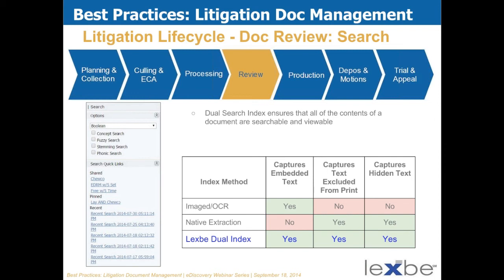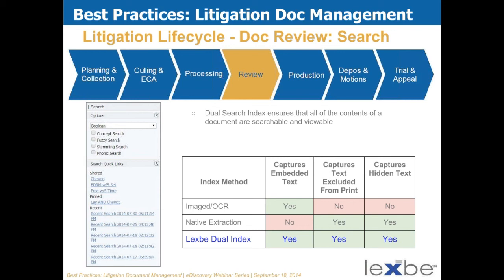In the case of an imaged or OCR document, it will capture the embedded text, but that will not capture any text excluded from print or any hidden text. And in the case of a native extraction, you will not be able to capture any embedded text. And what embedded text may be is an image, for example, that's laid into a document. A native extraction would extract any text around the image, but if there was a word that was present within the image, the native extraction is not going to pick that up for search. An application of OCR will pick that up.